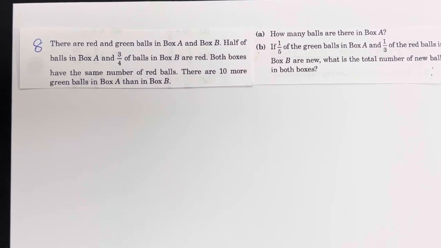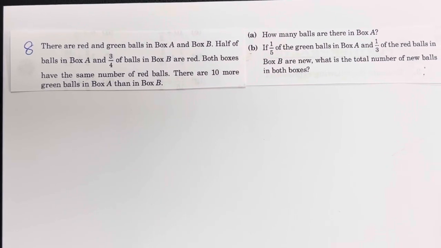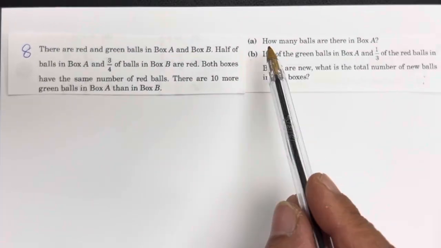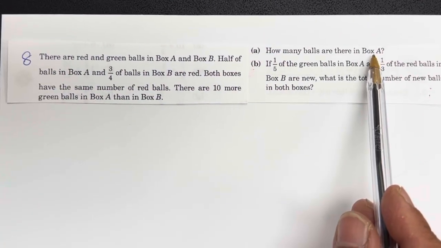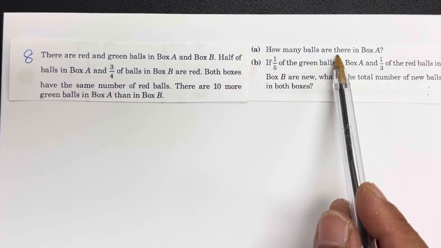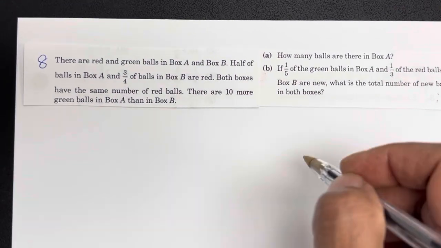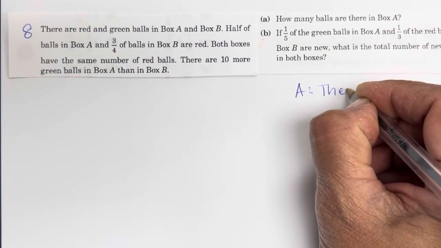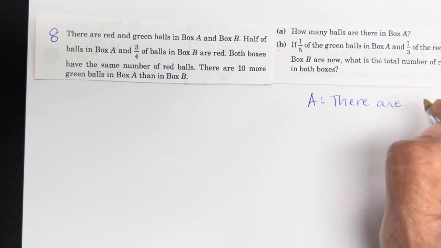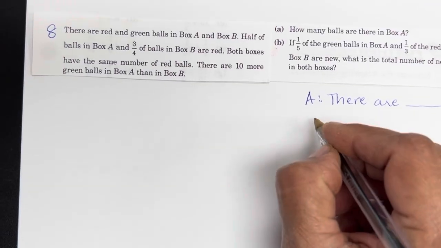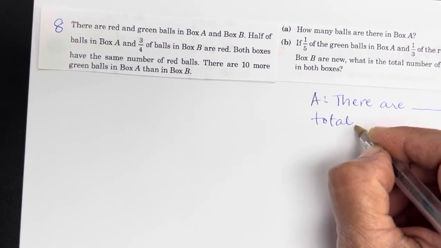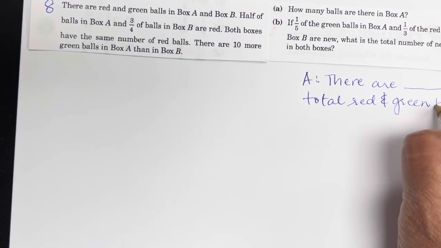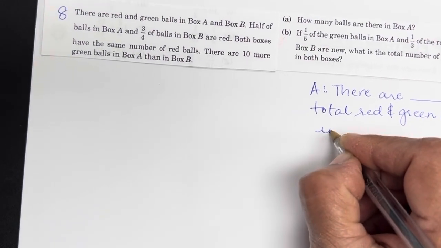Question A, how many balls are there in box A? Question B, we'll come to it later. So let's begin with writing our answer statement for the first question A, which says how many balls are there in box A. So our answer is going to be: there are blank total red and green balls in box A.